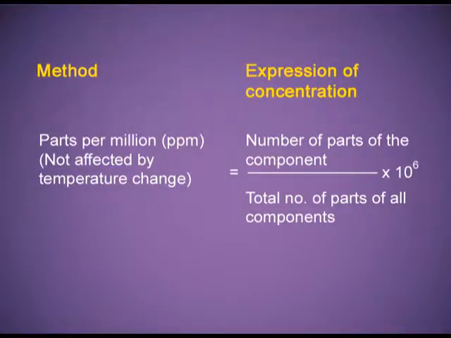Parts per million. We use this way of expressing the concentration when our solute is present in very minute quantities. For example, when the waterworks supply water, to prevent tooth decay, they add the fluoride ions. The fluoride ions are added in parts per million, that is in traces. It is the number of parts of the component divided by the total number of parts of all the components into 10 raised to power 6.